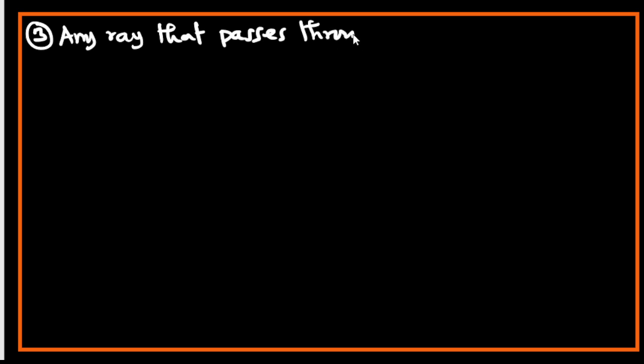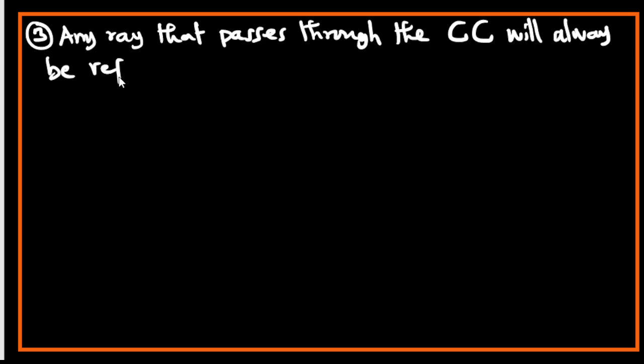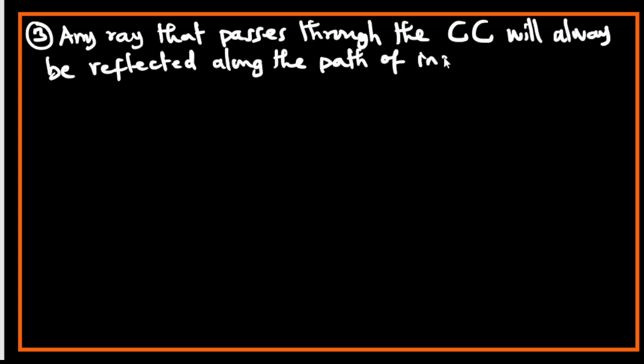Number 3. Any ray that passes through the center of curvature will always be reflected along the same path of incidence. Now let me explain this using a diagram.